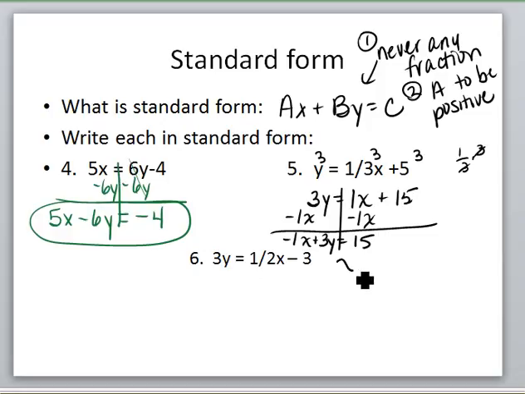So this was negative, now I'll make it positive x. This was a positive 3y, now I'll make it minus 3y. This is a positive 15, so I'll make it negative 15. This is standard form for the second one.